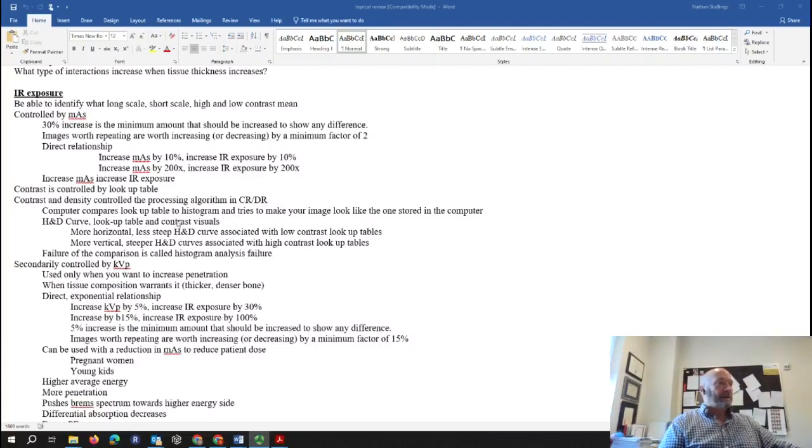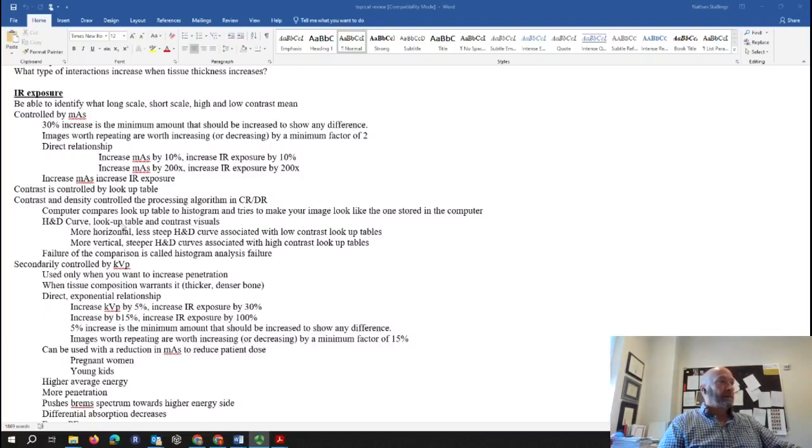Scatter radiation can affect your contrast as well. If the computer compares the lookup table to your histogram and it can't really make sense of what it's seeing, then what you get is what we refer to as an automatic rescaling error. The process of comparing your histogram to the lookup table and trying to make them match up is what we call automatic rescaling. So if we have an automatic rescaling error, it means your computer can't figure out what you did, and your contrast and density may suffer in that case.